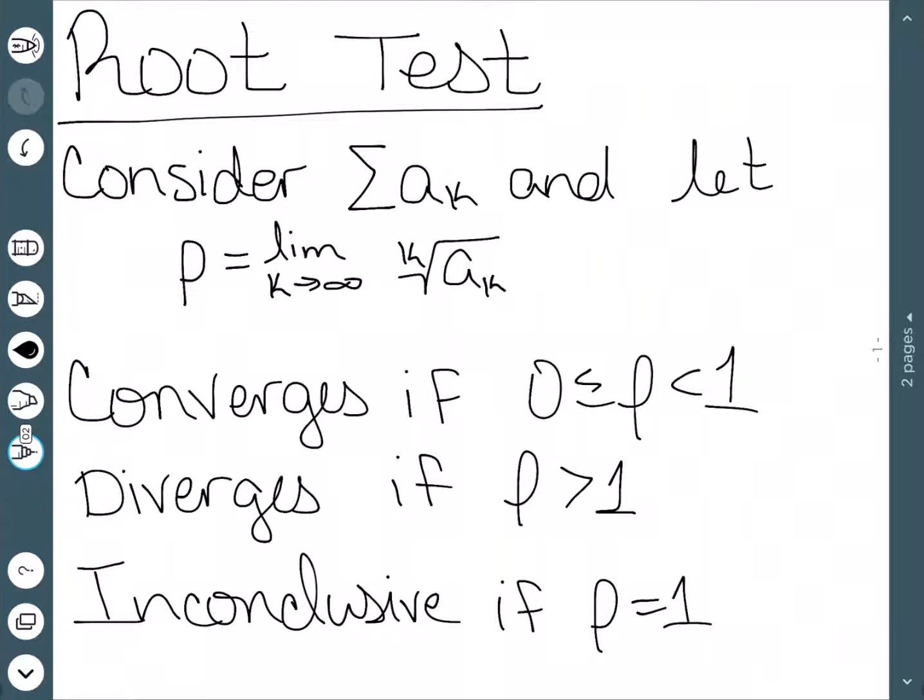So our conditions for convergence, divergence, and inconclusive are the exact same as our ratio test. The only thing that's different is how we actually come up with this value. The ratio test, we took ratios. The root test, we're going to take the kth root. So let's look at some examples.